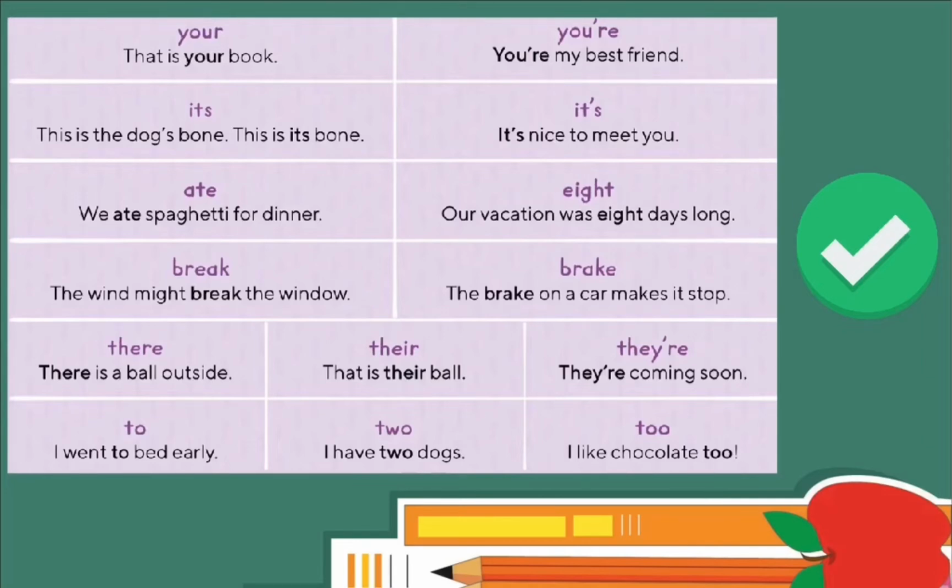To, and two. I went to bed early. This works as a preposition. It expresses motion in the direction of. We are talking about a particular place or location. Two. I have 2 dogs. We are talking about number. And too, I like chocolate too, which is an adverb and works as saying also, in addition to, as well.